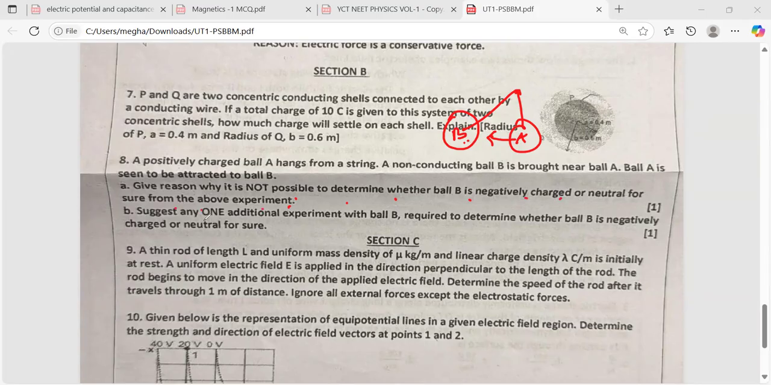I've already told you here, if it is going to be attracting, it is not only due to the negative charge. It can be due to charging by electrostatic induction. So hope you understand that.